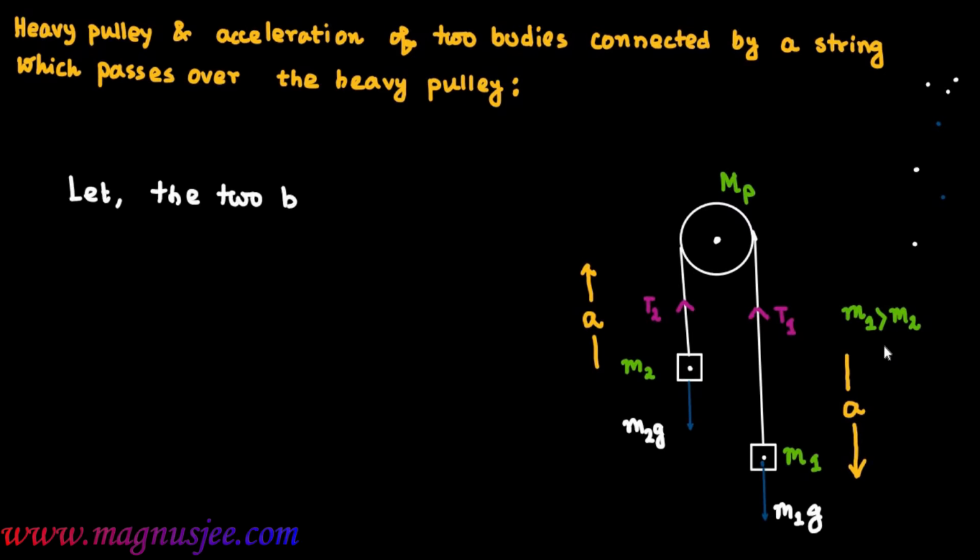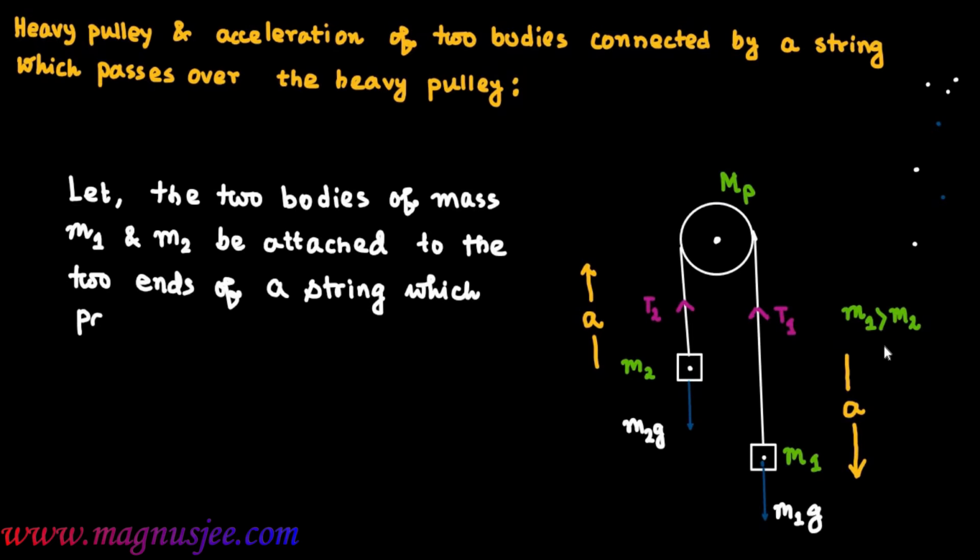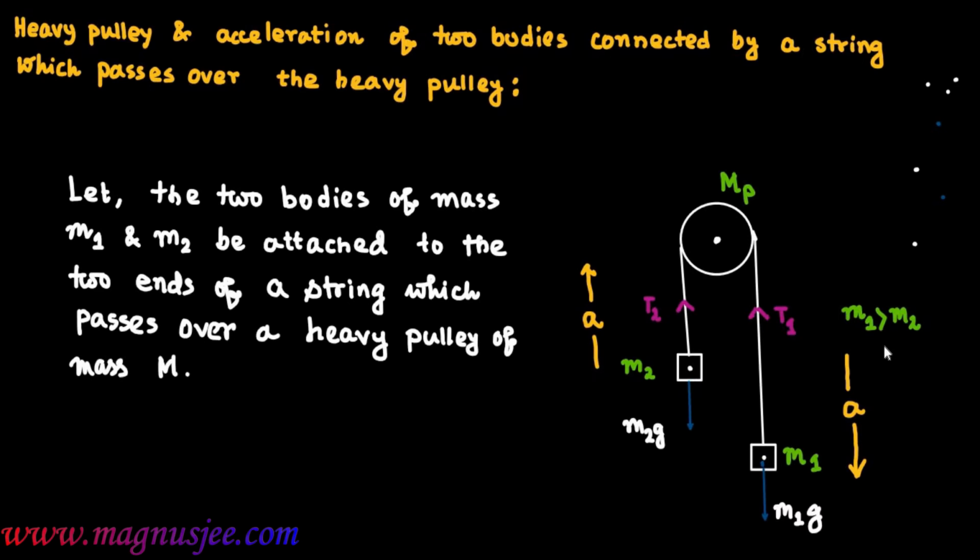Let the two bodies of mass m1 and m2 be attached to the two ends of a string which passes over a heavy pulley of mass Mp. It should be capital M subscript p.